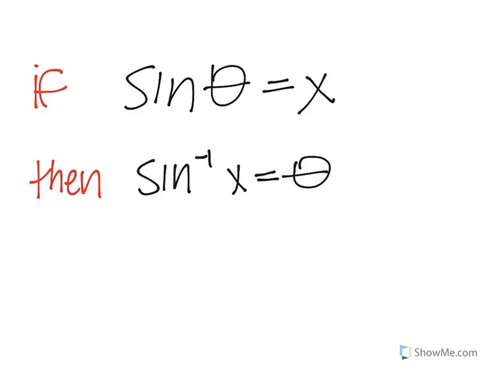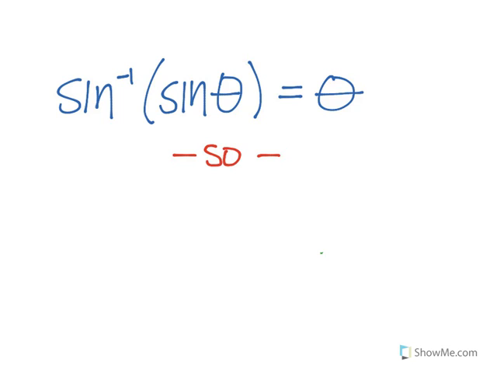The rule of trig functions states that if the sine of theta equals x, then the inverse sine of x will equal theta. This applies to all trig functions. The inverse sine of sine theta will cancel out to equal just theta.